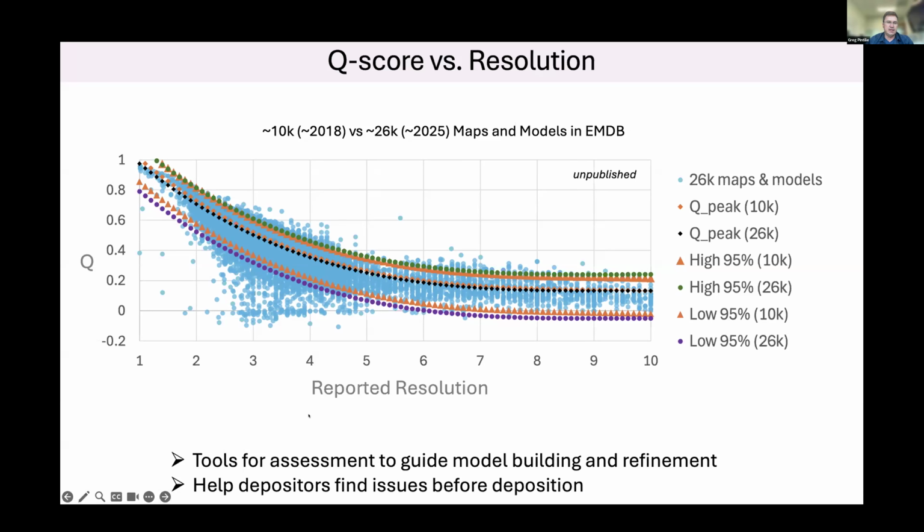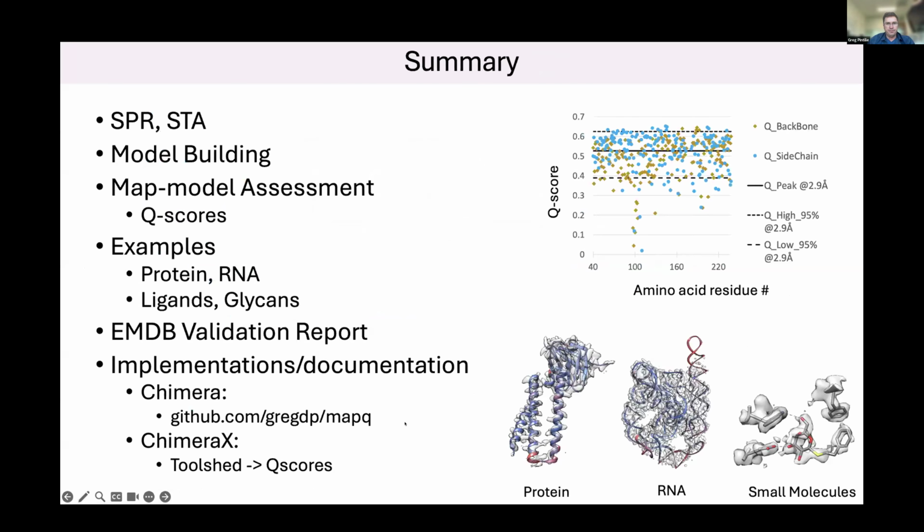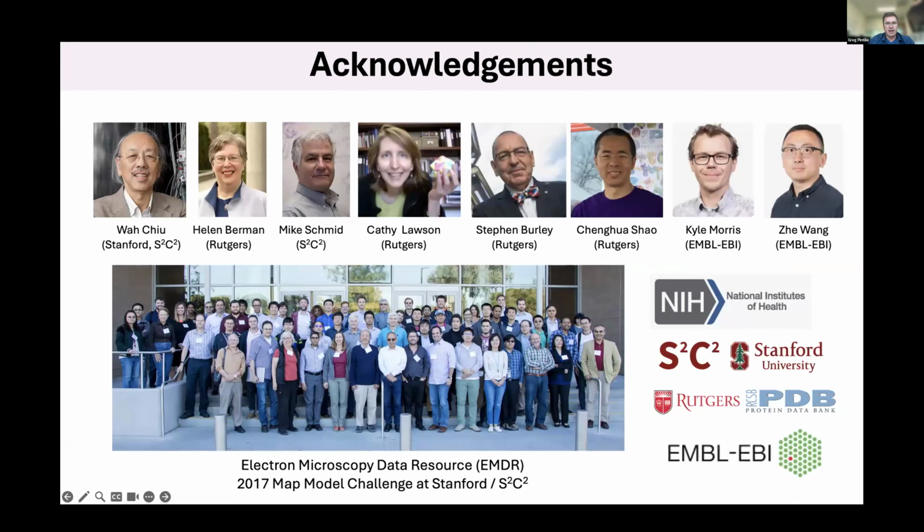I think what this is telling us is that we do have to have these metrics that help people guide model building and refinement, and help to find issues before deposition, hopefully. And yeah, so this is a summary. We've looked at these Q scores per residue and visualized on the model. Now this has been work that's been ongoing for many years, really. And these are some of the advisors and collaborators that I've driven it.